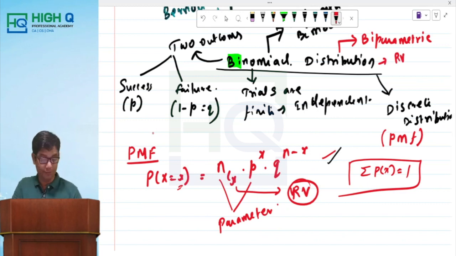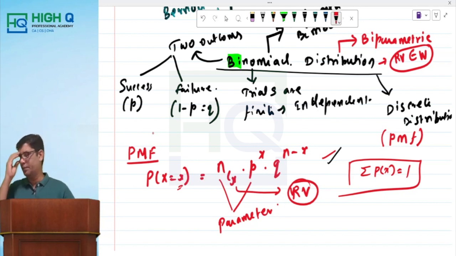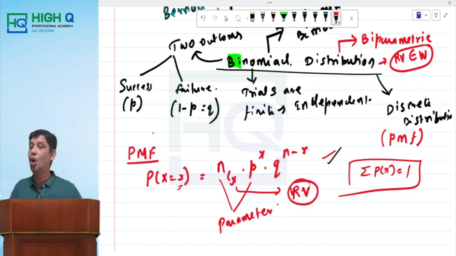The random variable in binomial distribution always belongs to the whole numbers. In binomial distribution, the random variable cannot be negative. It can be 0, but it cannot be negative. So the random variable belongs to whole numbers. You can write the meaning of RV belongs to W as: the random variable cannot be negative.